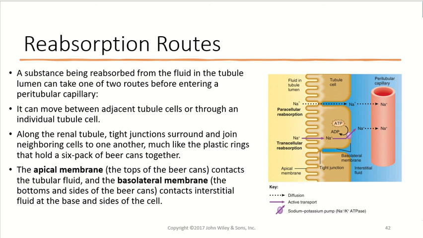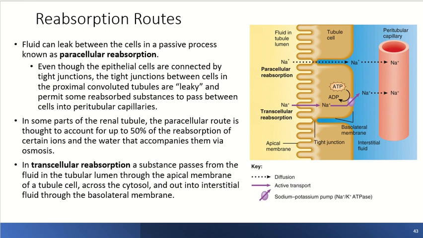So the apical membrane, the top of the beer cans in this particular instance, is going to be in contact with the tubular fluid, and the basolateral membrane, the bottoms and sides of the beer cans, is going to contact the interstitial fluid at the base and sides of those cells. Fluid can also leak between the cells in a passive process known as pericellular reabsorption.